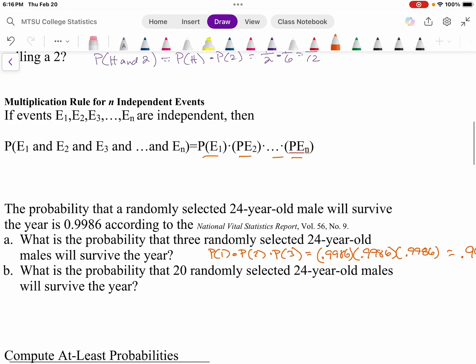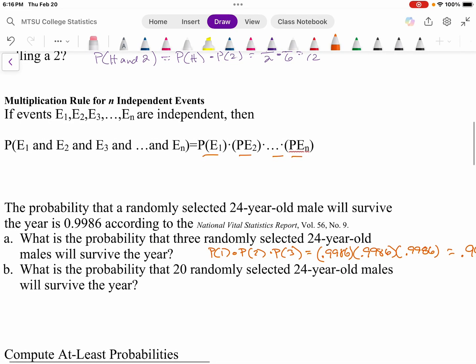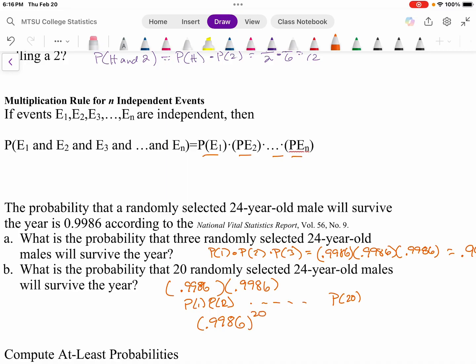What is the probability that 20 randomly selected 24-year-olds survive? Well, in this one, again, we could take person 1 times person 2 times person 3, and keep going all the way out to person number 20. That takes forever. So since they all have the same probability of occurring, I can actually take the 0.9986 and raise it to the 20th power.